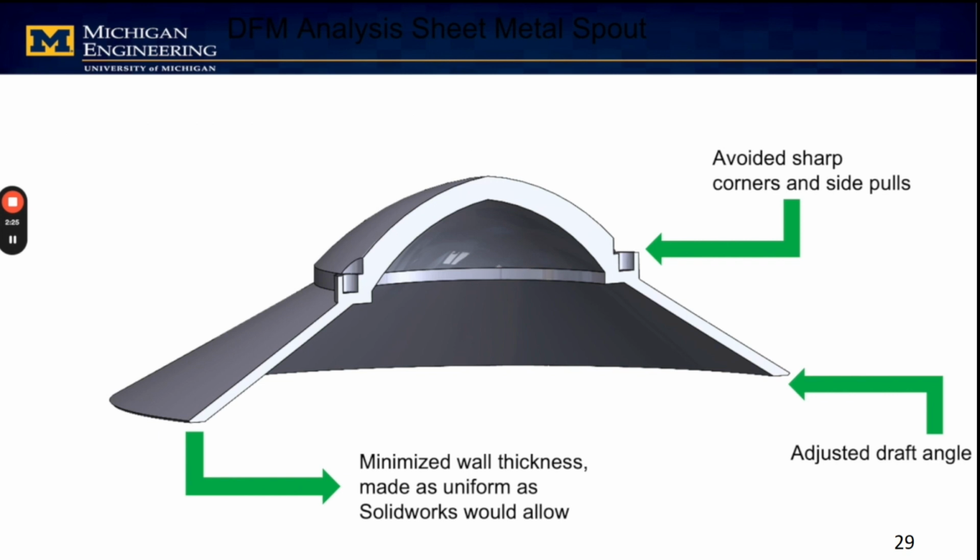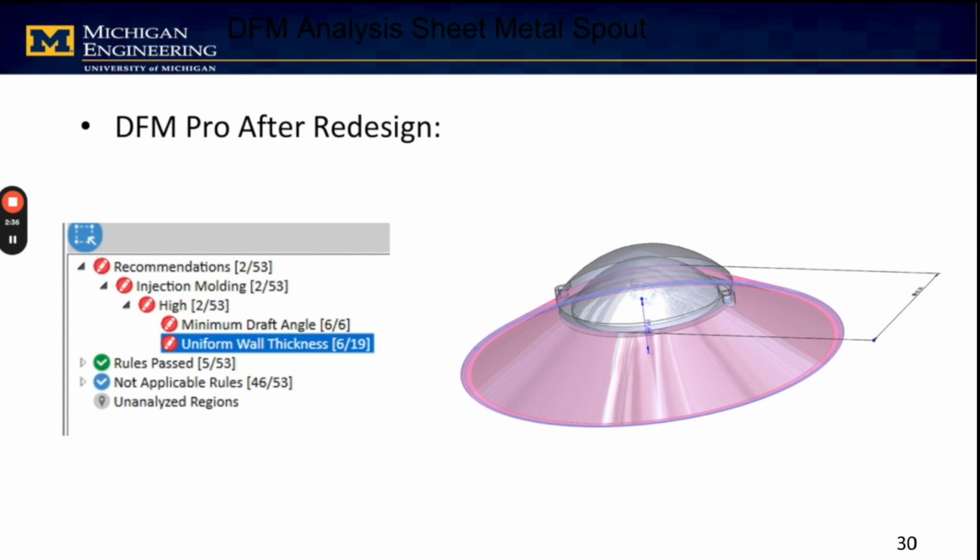Additionally, we avoided sharp corners and side pulls and also minimized the wall thickness. We made the thickness as uniform as SolidWorks would allow. We also adjusted the draft angle as much as possible for DfM. You can see that after the redesign, we have addressed some of the issues that DfM Pro saw. There are still a few that could be addressed in future design iterations of this part.